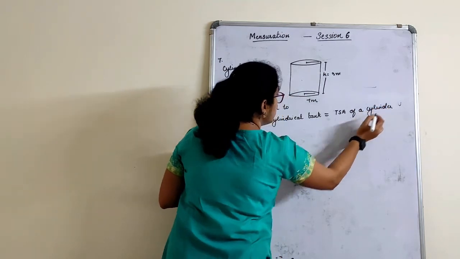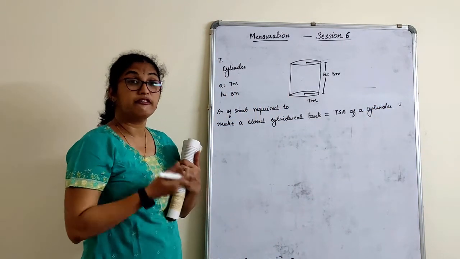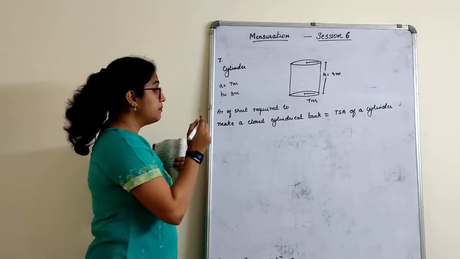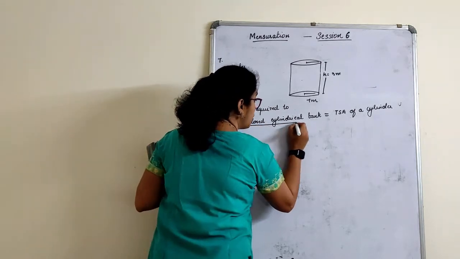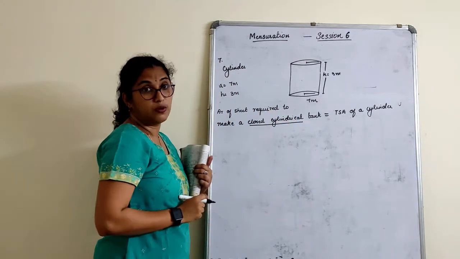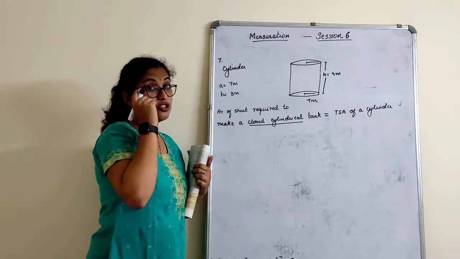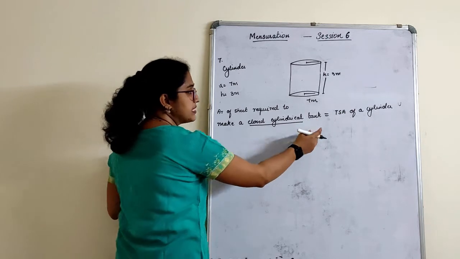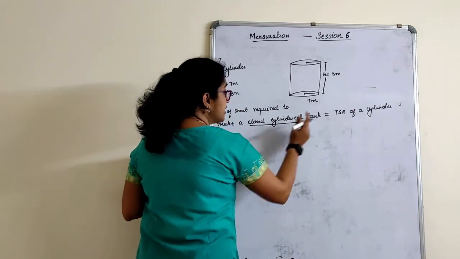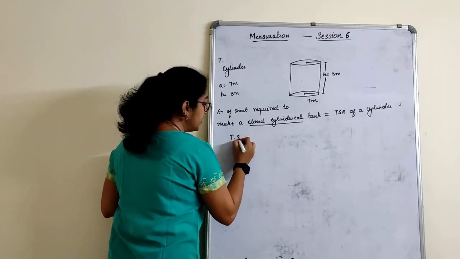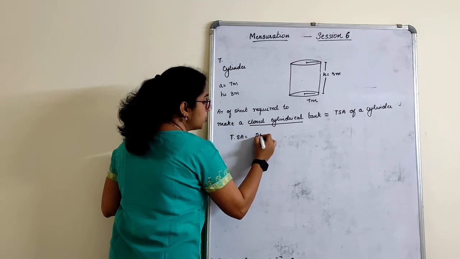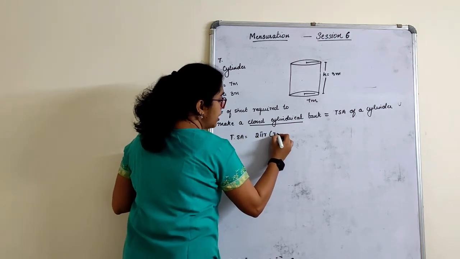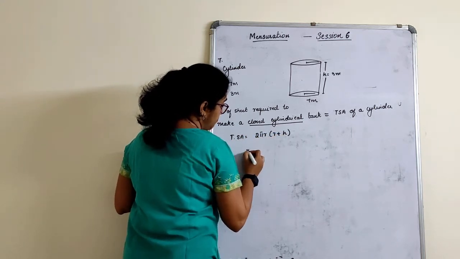Because in the question nowhere it mentions it is TSA or CSA. We need to understand and identify, because of the words given here, closed cylindrical tank. Otherwise, a tank is always open at one end, right? So that is again a different thing. We will see that as the sum comes. So TSA of the cylinder, TSA is equal to 2 pi r of r plus h.